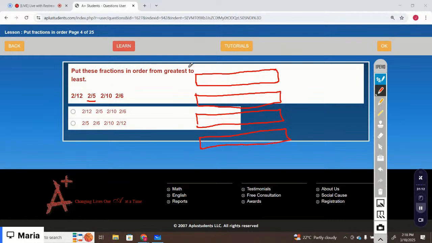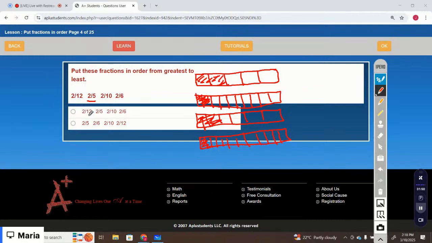2 by 5: 1, 2, 3, 4, 5. Two of them are colored. That is 2 by 5. Then you have 2 over 10: 1, 2, 3, 4, 5, 6, 7, 8, 9, 10. Two of them are colored. 2 over 10. 2 over 6: 1, 2, 3, 4, 5, 6. Two of them are colored. 2 over 12: 1, 2, 3, 4, 5, 6, 7, 8, 9, 10, 11, 12. Two of them are colored.